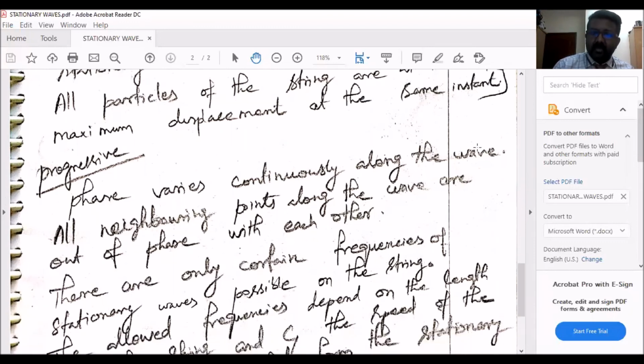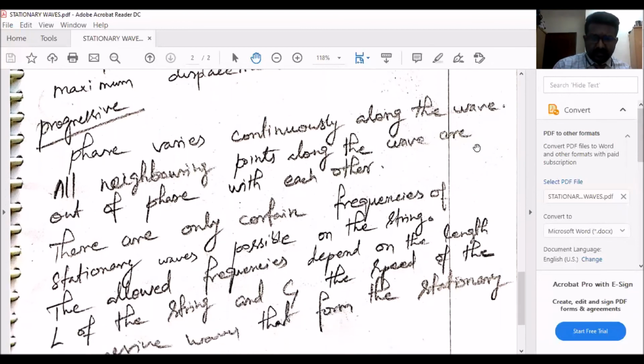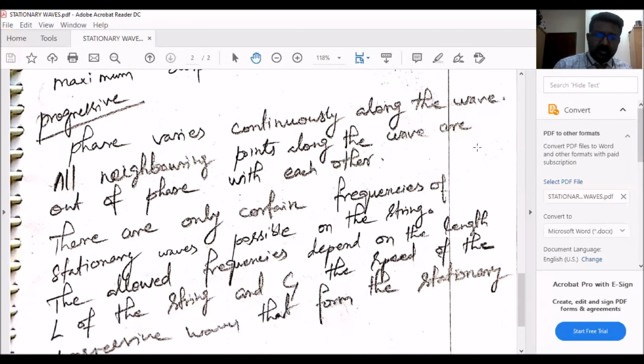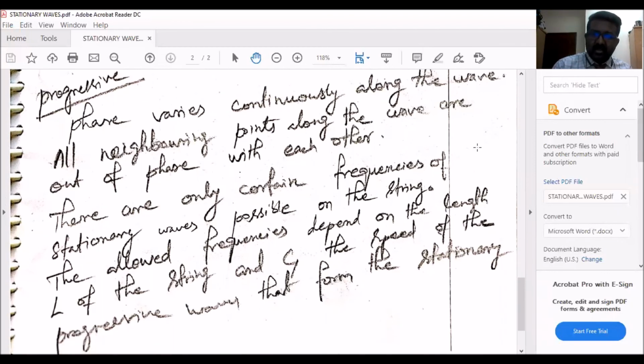There are only certain frequencies of stationary waves possible. That is what we have seen for a closed organ pipe, closed at one end, where the frequencies of the modes of vibration are in the ratio 1:3:5. For a string, it is 1:2:3. In the case of progressive waves, all frequencies are possible. The allowed frequencies for a stationary wave depend on the length of the string and the speed of the progressive waves that form the stationary waves. So these are the important points we have to keep in mind when writing the differences between the progressive wave and the stationary wave.